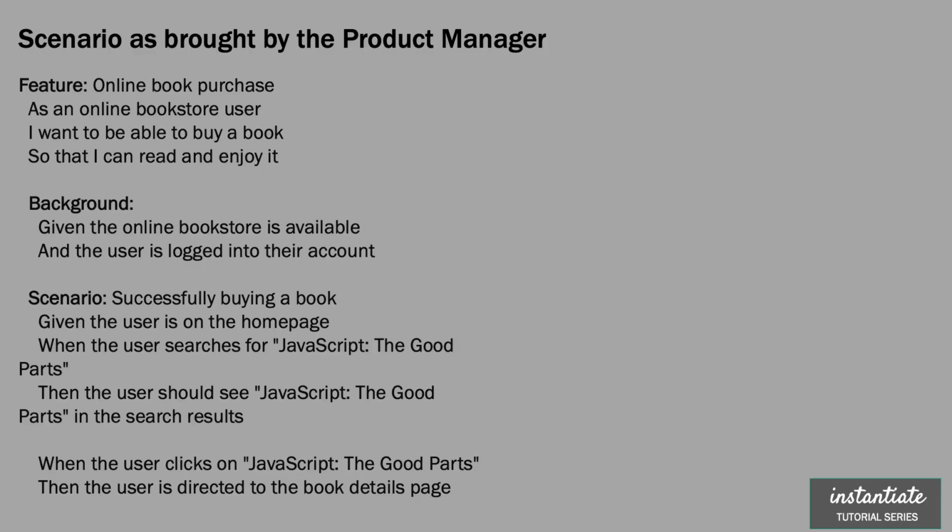We have here a scenario as brought by a product manager or possibly a product owner. And we see here that we have a feature being requested, an online book purchase. As an online bookstore user, I want to be able to buy a book so that I can read and enjoy it. It's pretty simple. That gives you a little bit of background, and then it gives you a few scenarios. The main one here is successfully buying a book. Given the user is on the home page, when the user searches for JavaScript, the good parts, the user should see that and go to a details page.